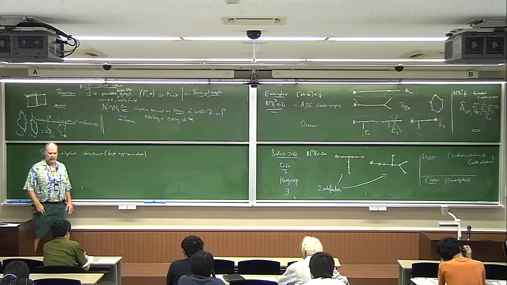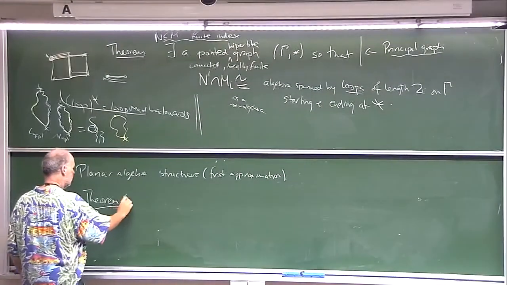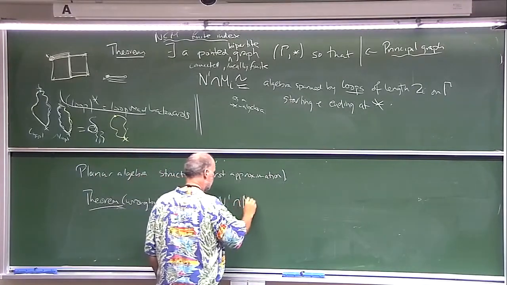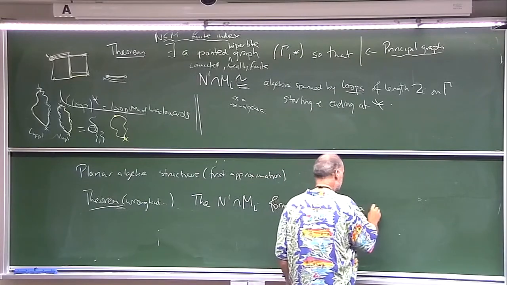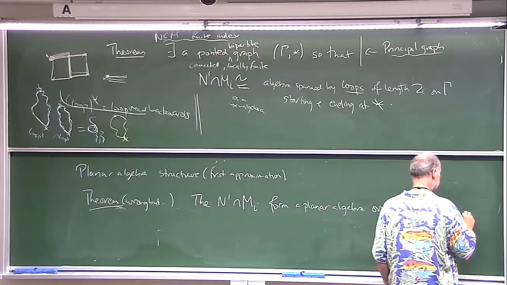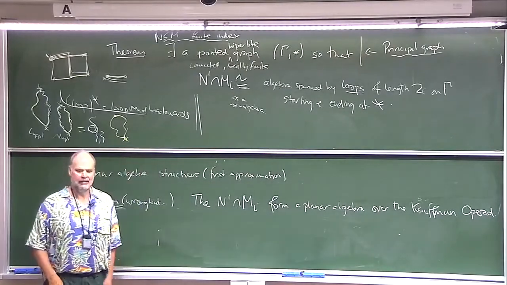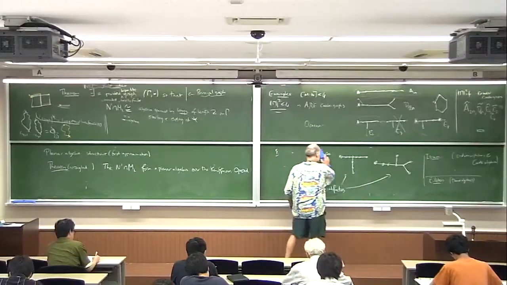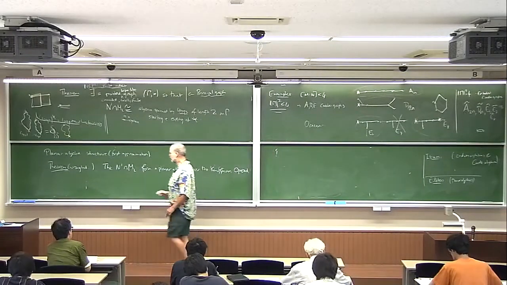What I'm going to say is actually wrong, although it is correct for certain subfactors. So the theorem is wrong, but the n prime intersect Mi form a planar algebra over the Kauffman operator. People who know exactly how I'm cheating, but it's a sort of mildly innocent cheat. So I'll say wrong, but correct it next time.